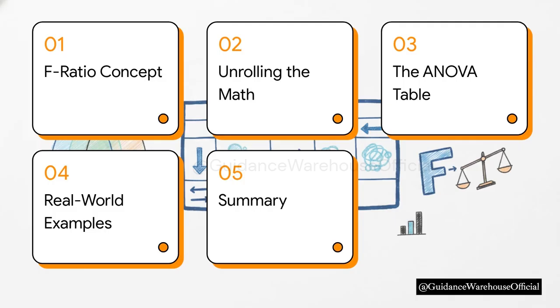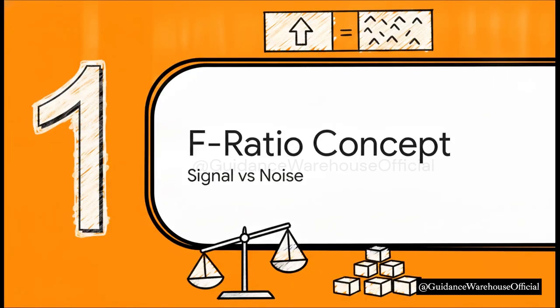Here's a quick look at our roadmap. We'll cover the F-ratio concept, unroll the math, break down the ANOVA table, walk through some real-world examples, and then wrap up with a summary. Okay, let's dive into Section 1, the F-ratio concept.